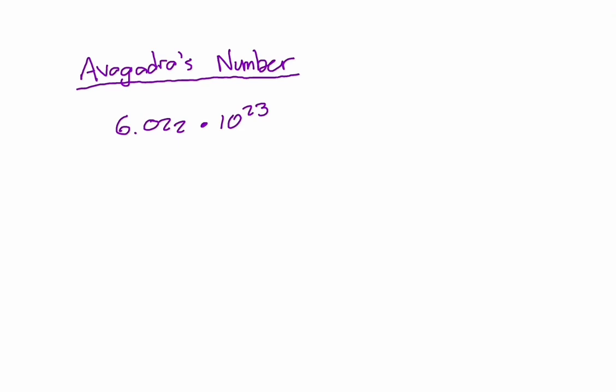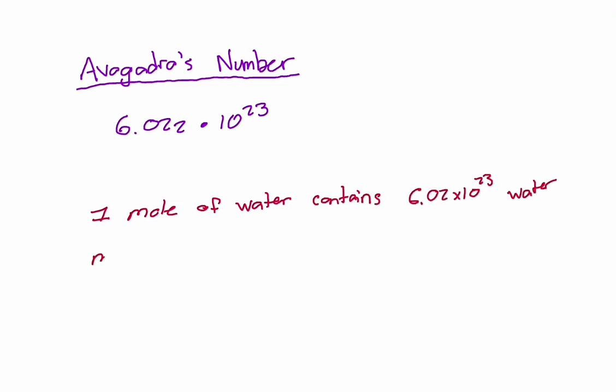This value, called Avogadro's number, is a constant. It's very large, which makes it easier for chemists to measure small particles in large quantities. For example, 1 mole of water has 6.022 times 10 to the 23rd molecules in it.